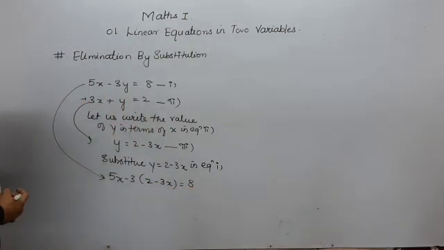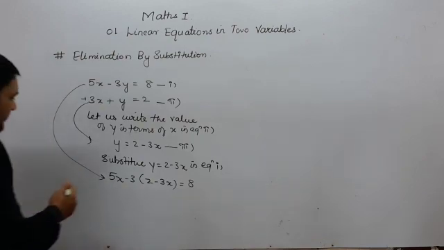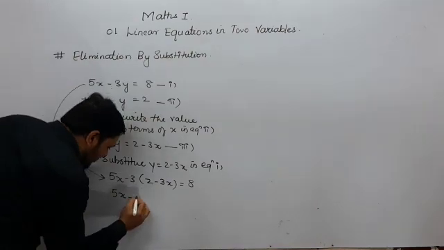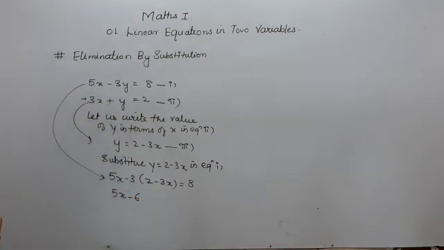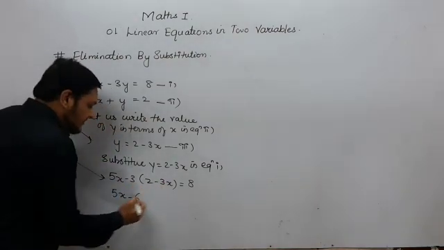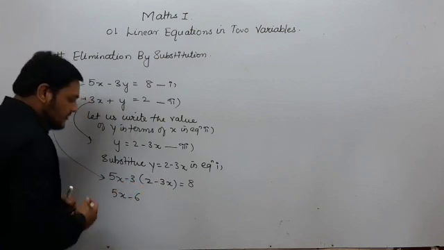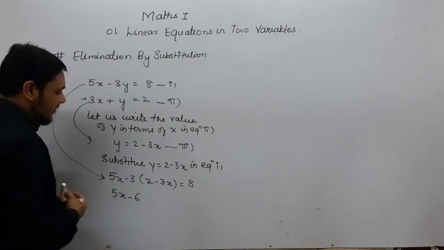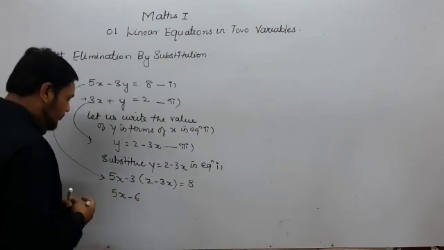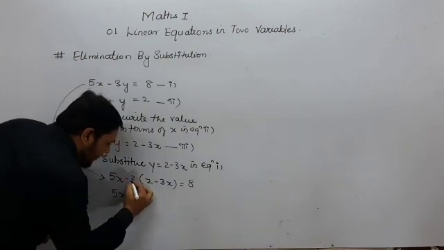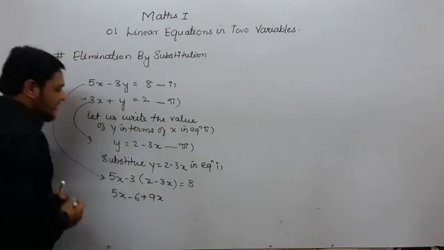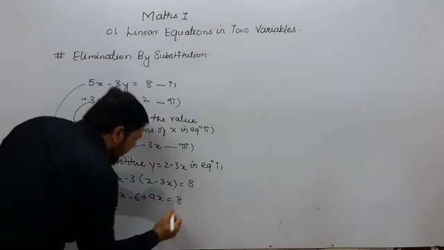Now student, we will solve this equation. 5x stays as it is, and minus 3 times 2 is minus 6. Here minus 3 and minus 3x both have negative signs. We know the bracket is multiplication, and in multiplication a negative times a negative becomes positive. So negative 3 multiplied by negative 3x is positive 9x, and it is equal to 8.